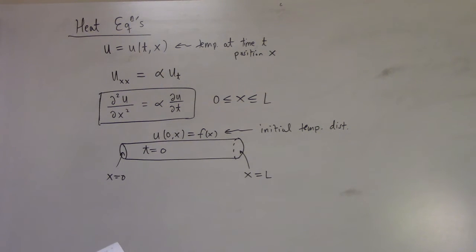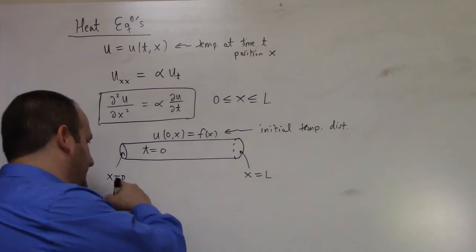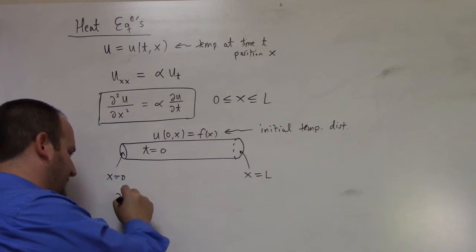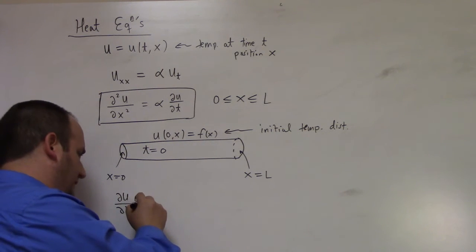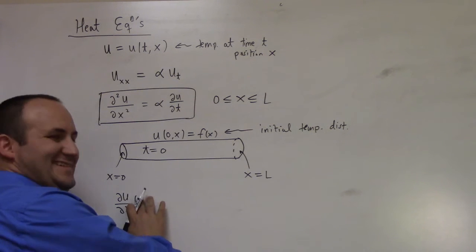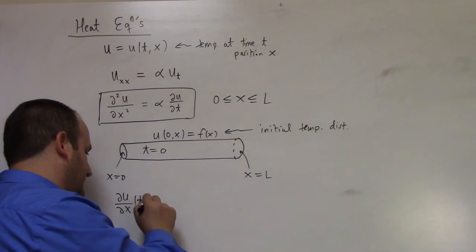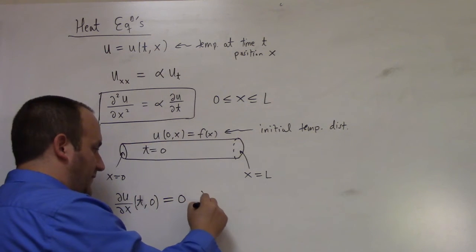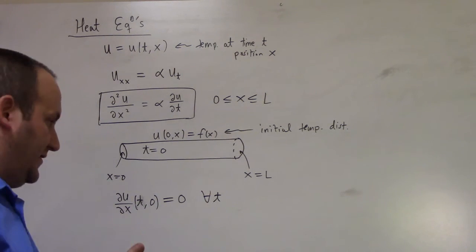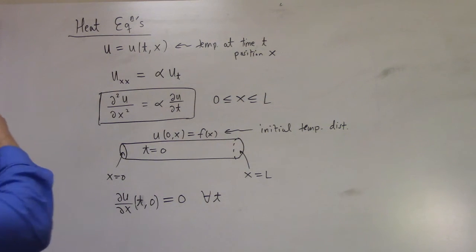And then you can look at other cases like left end 0 temperature, right end insulated, or left end insulated, right end 0 temperature. So there are 4 different choices, corresponding to fixing the temperature at 0 or not fixing the temperature but insulating it. You could capture insulation by partial u, partial x of t comma 0, equal to 0 for all t. That would be putting a perfect insulator there.